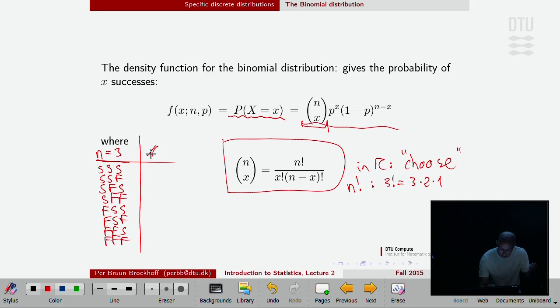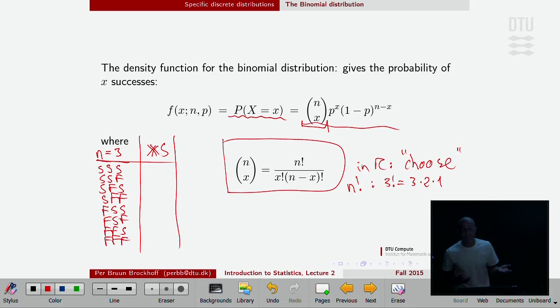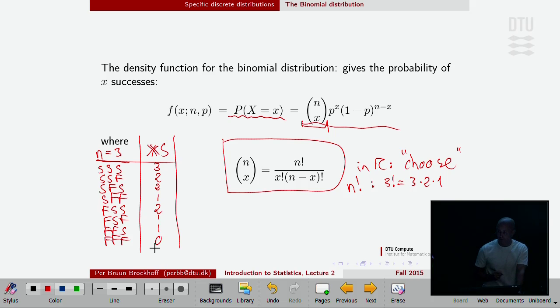Let's count the number of successes in these 8 possible. That's the only thing that can happen. Let me just count the number of successes. That was difficult. 3 successes, 2, 2, 1, 2, 1, 1, 0, right?